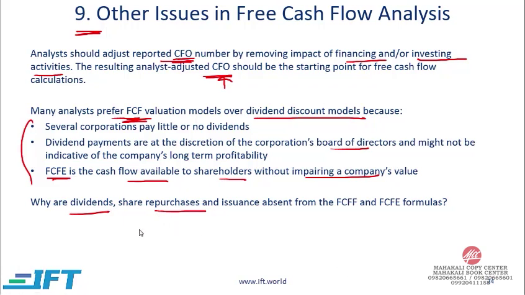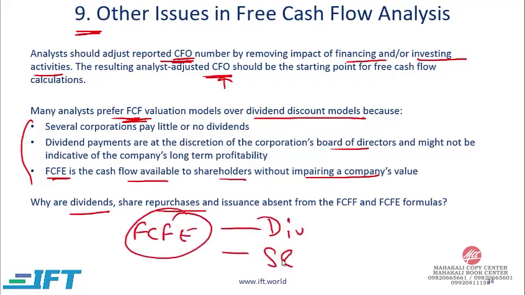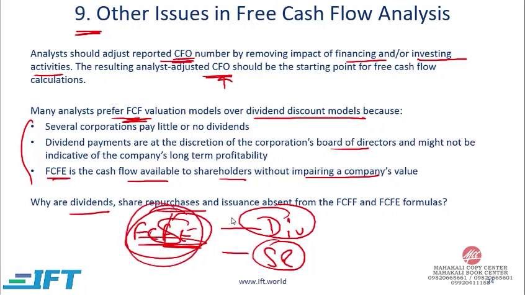The reason is that if you take FCFE, the dividends and share repurchases are happening from the FCFE. So these activities happen after you come up with FCFE, or you can think of this as the pool of money. Then money can be given out to shareholders as dividends or as share repurchases. So these happen afterwards. That's why in calculating the FCFE, we do not add or subtract any of the transactions with shareholders. So there is a question about issuance.